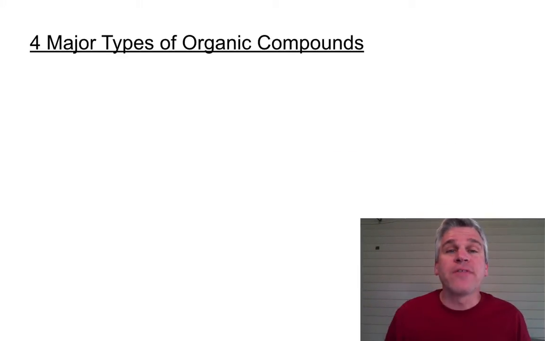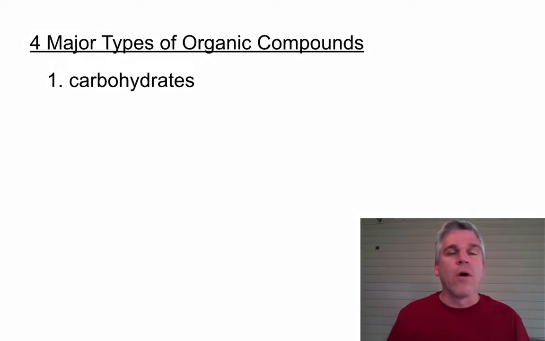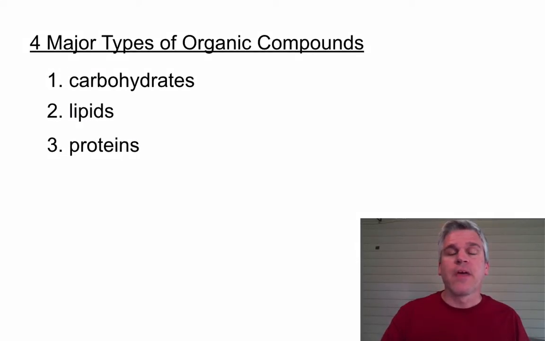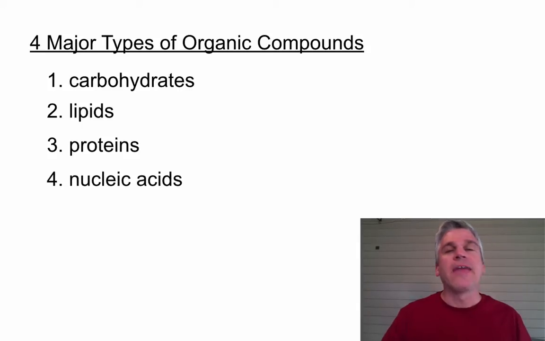There are four types of these organic compounds that make up what I call biochemistry. One are the carbohydrates, the lipids, the proteins, and the nucleic acids. Now these are large molecules. They're sometimes referred to as macromolecules in terms of their size, which means that they're going to be made up of smaller molecules. You're going to need to know what those smaller molecules are that make up these larger macromolecules.